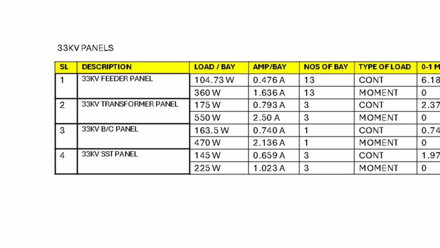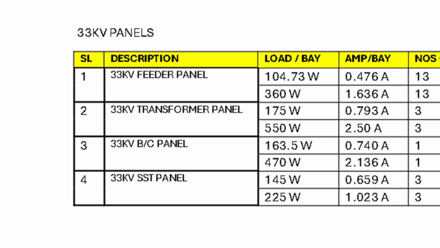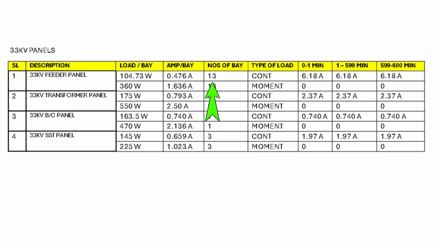Now come to the 33 kilovolt panels. Let's consider 33 kilovolt feeder panels. The continuous load is this, and the related ampere loading is this for each panel, and there are 13 feeder panels. So the continuous load will be 13 multiplied by 0.476 ampere. That is 6.18 ampere. And as this is a continuous load, this will occupy this column, and that column.